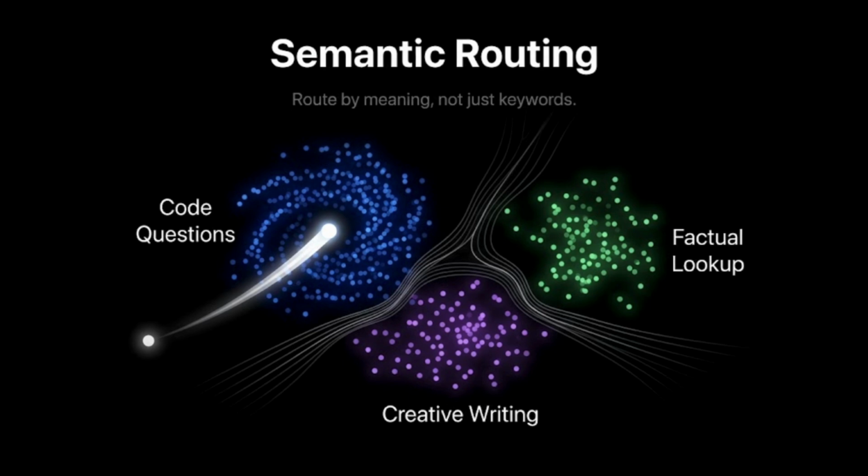And this matters because language is a little messy, and the same intent can be phrased 100 different ways, and keyword matching breaks down fast. Semantic routing is much more robust, more accurate, and it becomes the default in serious production systems.